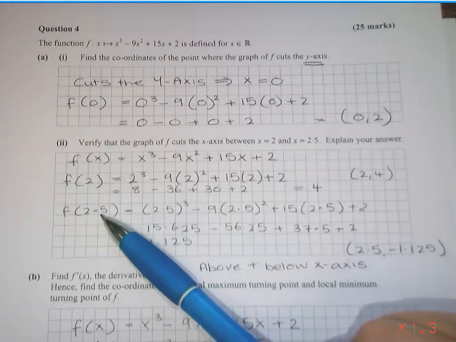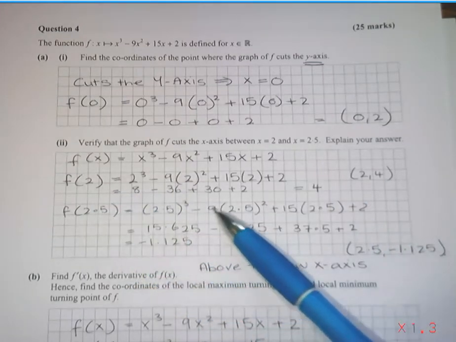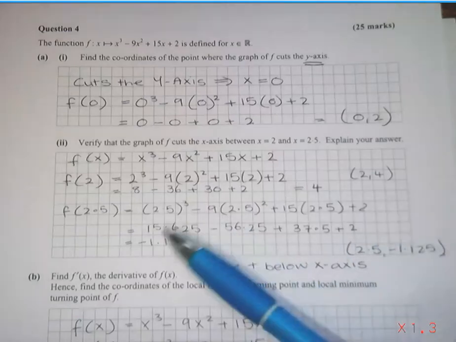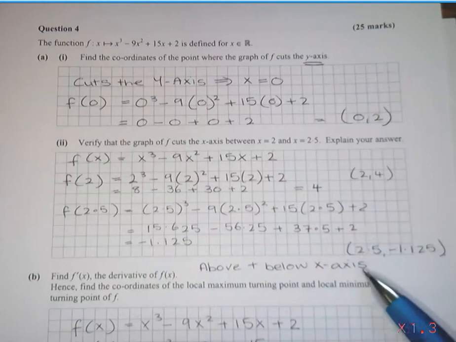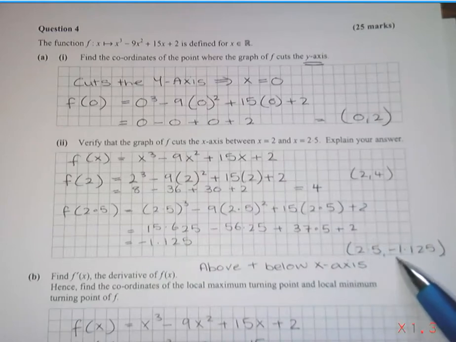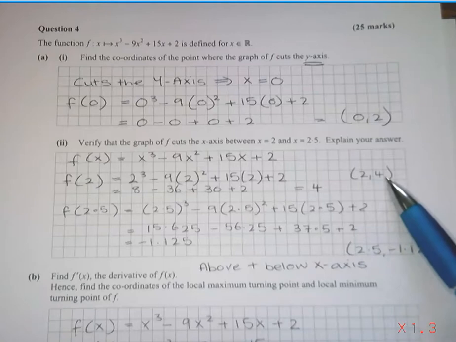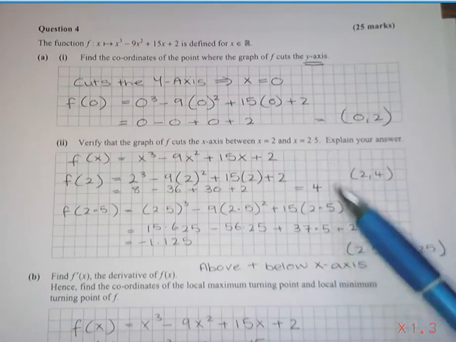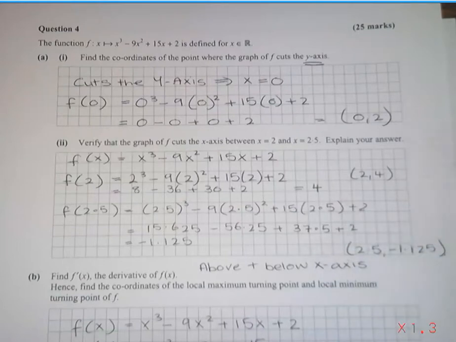At 2.5 for your x, again plug it all in and multiply it out. You will get minus 1.125. Okay, so your point is 2.5, minus 1.125. So the question is asking you to verify that it cuts the x-axis. So when you're looking at it, you have one point that's above your x-axis, one below the x-axis. So that meant it had to cut the x-axis between those 2 points. And that's it done.